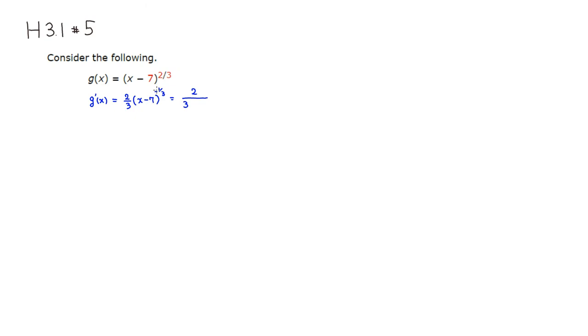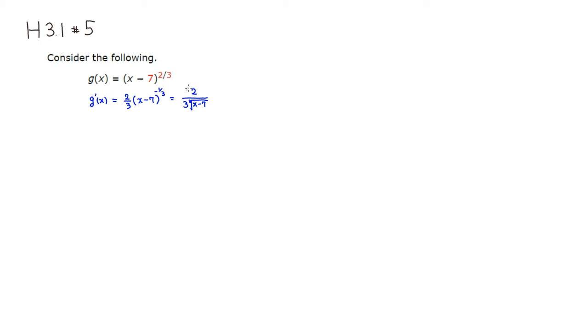So x minus 7 is going to live downstairs because of the negative power. So you have x minus 7, then the 1/3 power is a cube root. So I'm going to write the cube root here, putting a 3 there.